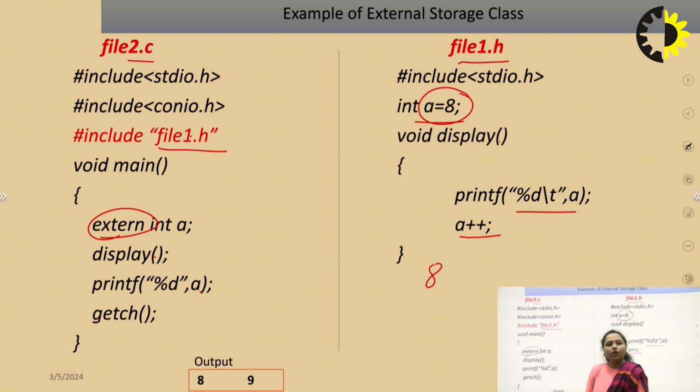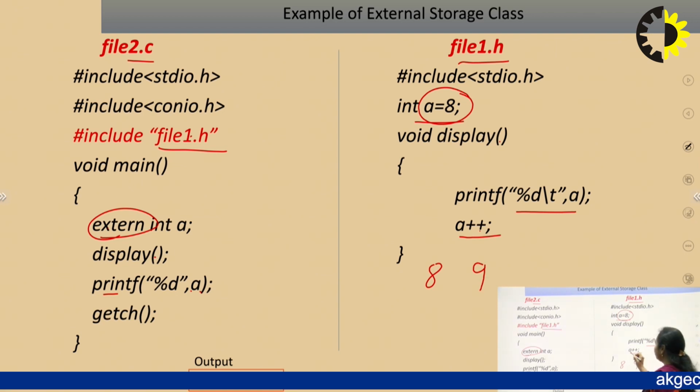The work of display has been done. The next step written is printf a. Now what is the value of a? It is 9, so it will print 9, because due to the previous statement the value of a has been incremented by 1. So here we will get the output 8, 9.